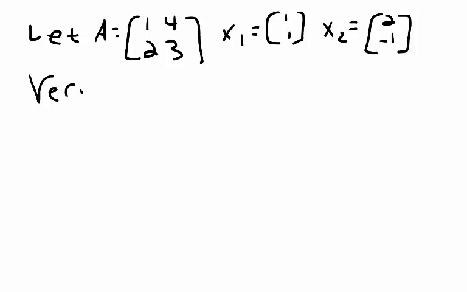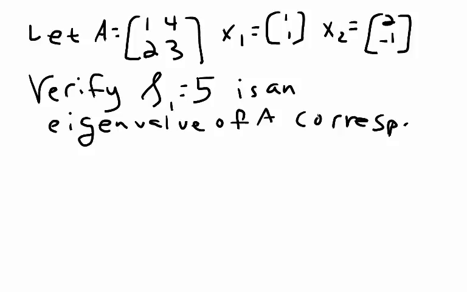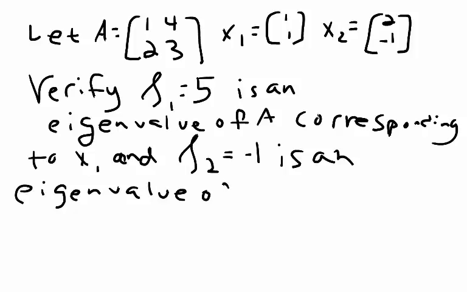We want to verify that lambda 1 equals 5 is an eigenvalue of A corresponding to x sub 1, and lambda sub 2 equals negative 1 is an eigenvalue of A corresponding to x sub 2.